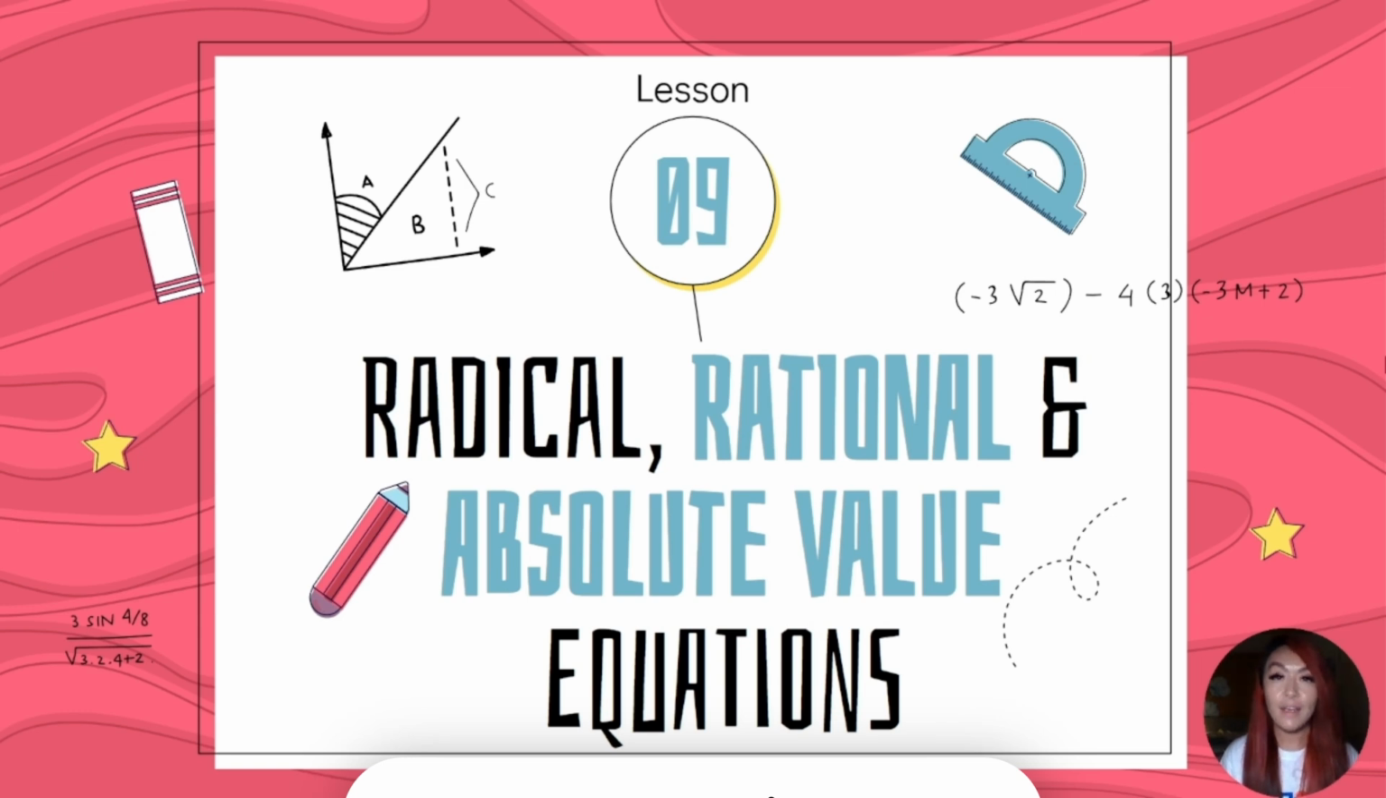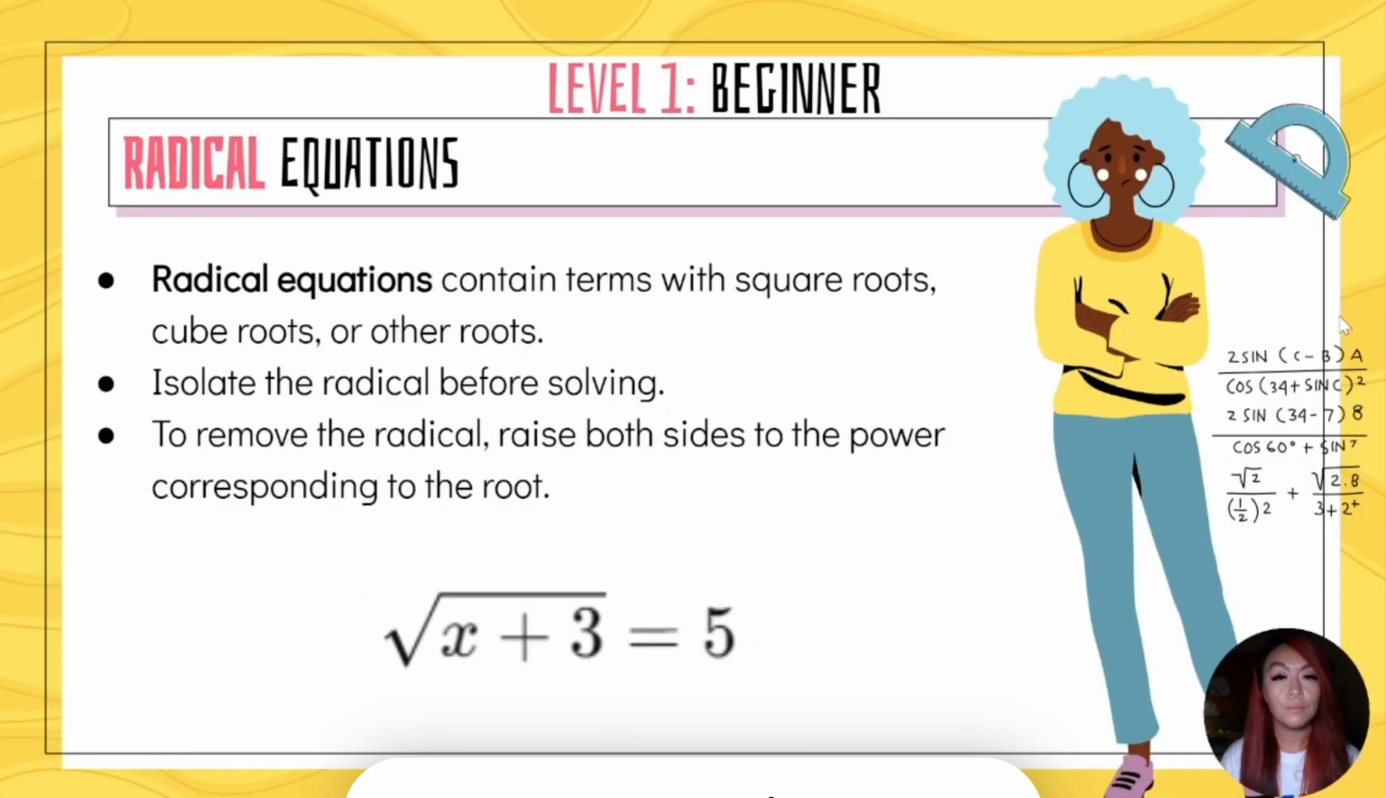Welcome to Lesson 9 of Module 3, Radical, Rational, and Absolute Value Equations. In Level 1, we'll look at radical equations. Radical equations contain terms with square roots, cubed roots, or other roots.